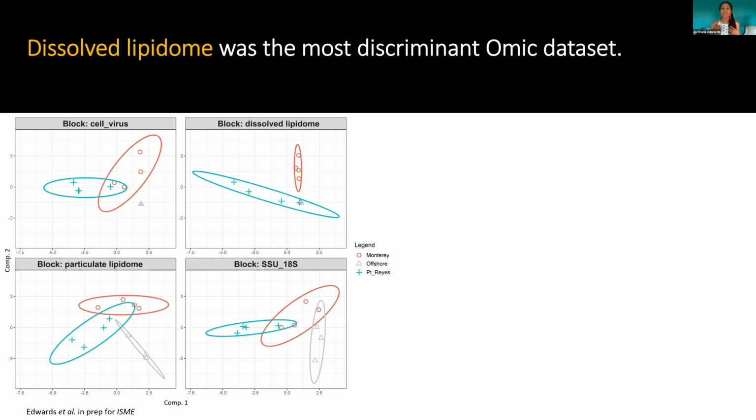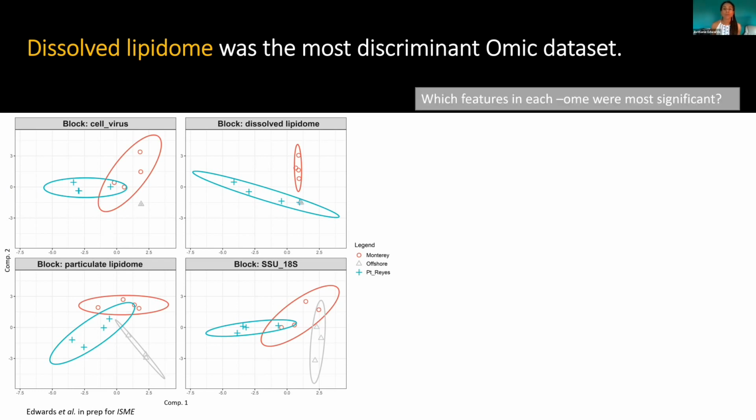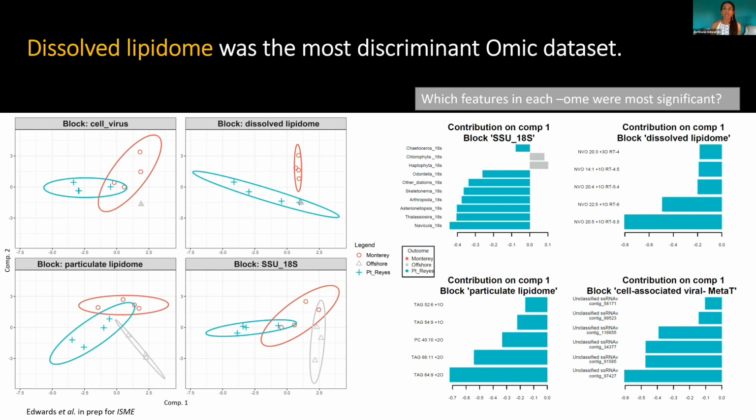You can see that the dissolved lipidome is the most discriminant, with the 95% confidence intervals for Point Reyes and for Monterey Bay not overlapping. We can ask which feature of each OM was most significant for the classification of the samples. And here we're looking at which variables from each OM contributed significantly to the separation on component 1.